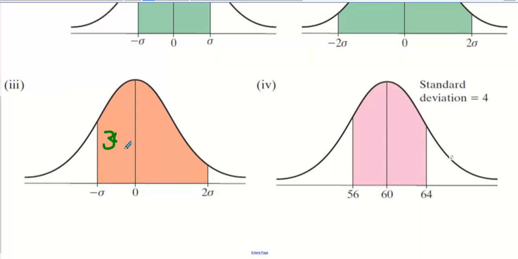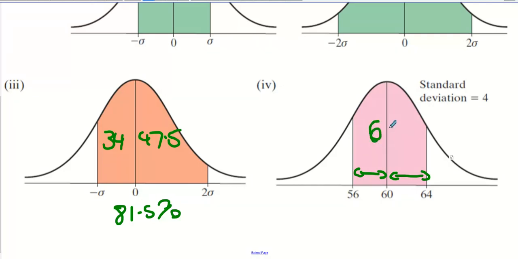It's 34 on the left, but it's half of 95 on the right, which is 47.5. Add the two of them together. 81.5%. See the way it was double the distance on the right? Double the distance does not mean double the percentage. Now, standard deviation. It's 1 standard deviation below and 1 standard deviation above, which is what? 68%.